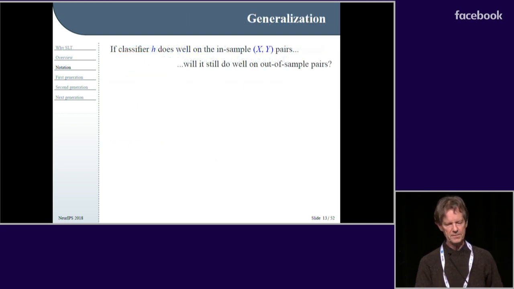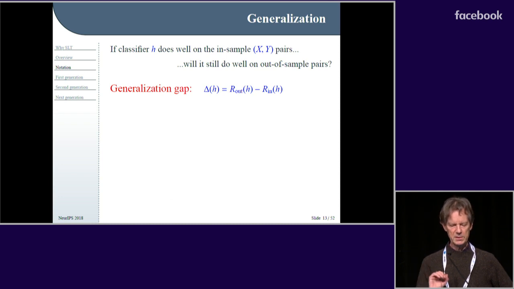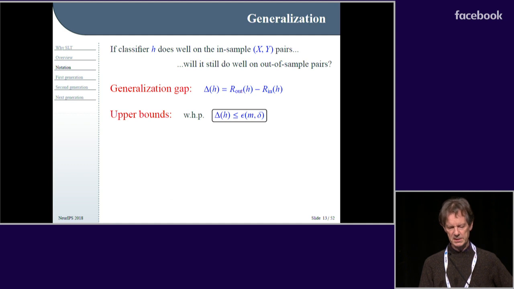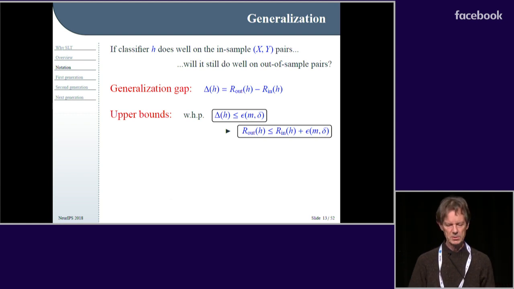So generalization: if h does well on the in-sample pairs, will it do well on the out-of-sample pairs? And the thing that we're looking at in terms of performance is the gap between the in-sample performance, that average on the training set, and the out-of-sample performance, the performance we can expect on new data. And what we would like to have are upper bounds on that, which hold with high probability. And the delta is, as I mentioned already, used to quantify that probability. So the gap for h being less than or equal to some function epsilon of the sample size and that delta confidence. And that would correspond to an upper bound on the actual error rate that we would expect on test data in terms of the empirical plus this gap function epsilon.